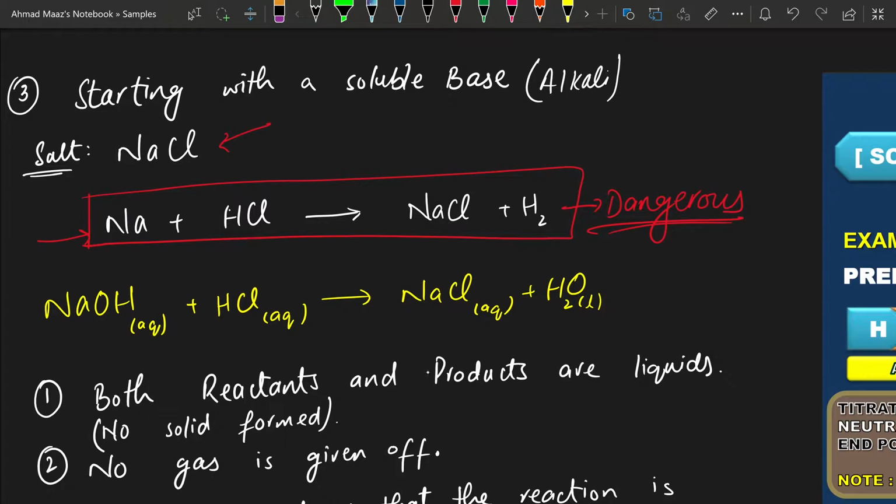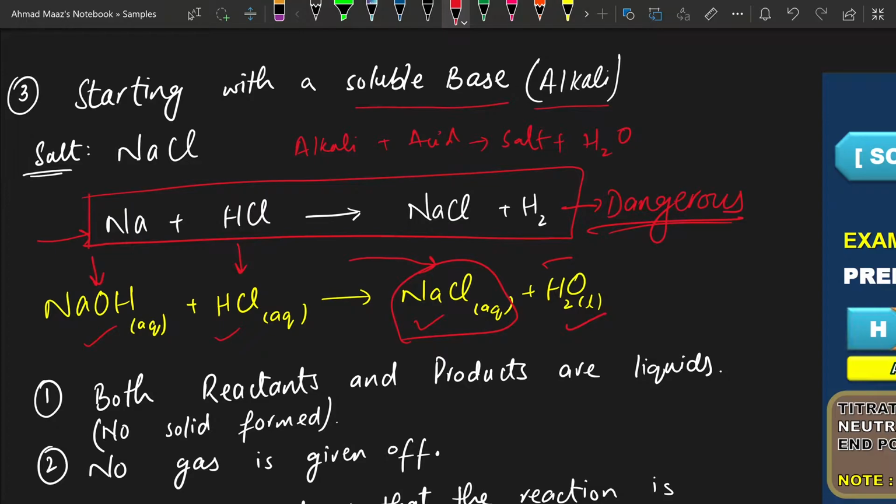What we do instead is add sodium hydroxide to an acid, HCl in this case, so that we can obtain sodium chloride and water. This is a metal hydroxide, which is a soluble base or an alkali. We know that when alkalis react with acid, they give us salt and water. So yes, sodium hydroxide reacts with hydrochloric acid to give us sodium chloride and water. That is how you can obtain sodium chloride in lab.